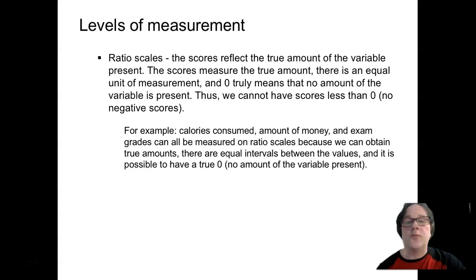So when we talk about ratio scales, the scores reflect the true amount of the variable that's present. So the scores measure the true amount. There's an equal unit of measurement, so an equal interval, and 0 truly means there's no amount of that variable there, right? No amount is present. So we cannot have scores less than 0, or any negative scores on the ratio scale, even though I'm not sure about that, right?